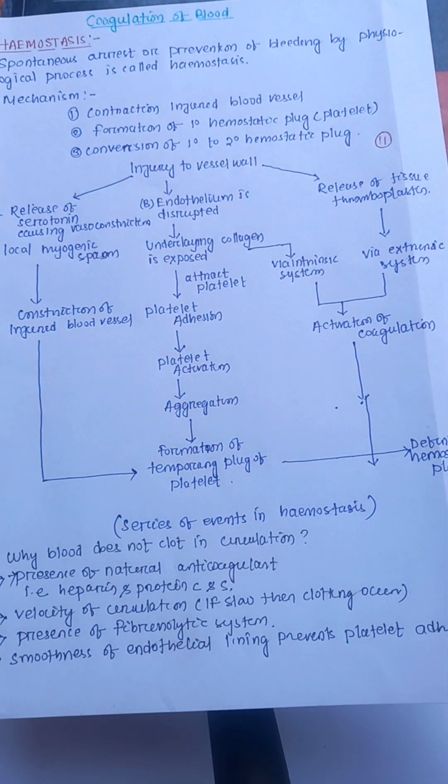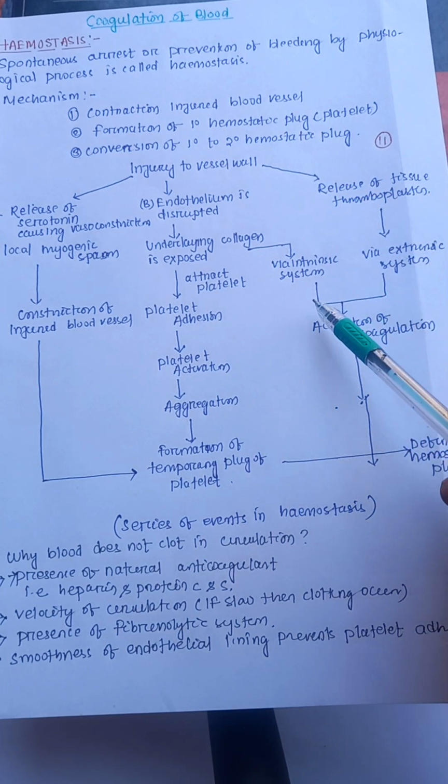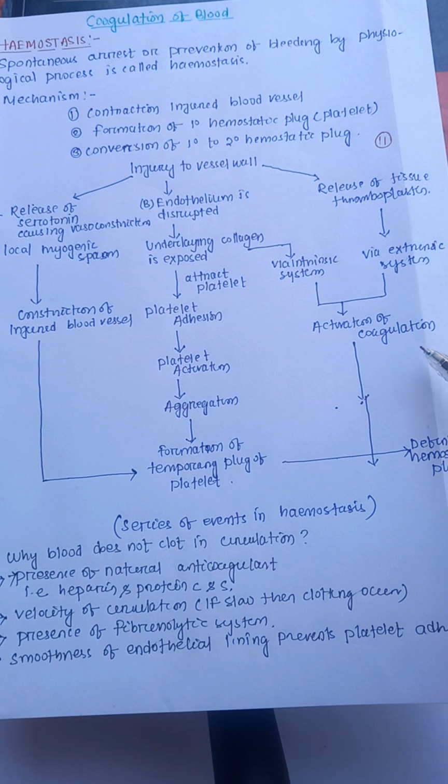That causes the formation of the temporary plug of platelets, or the primary hemostatic plug. Similarly, the injured blood vessel releases tissue thromboplastin, which activates the extrinsic system, and via the intrinsic system causes activation of coagulation, and coagulation converts fibrinogen to fibrin. This fibrin gets deposited in the primary hemostatic plug, which gets converted into the secondary hemostatic plug or the permanent clot. Like this it happens in hemostasis.